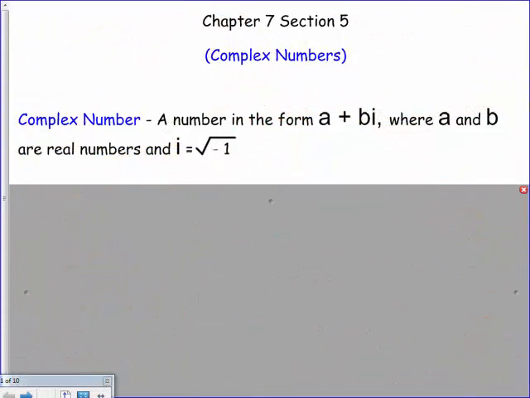This is kind of a fun section. It's on complex numbers. So more than likely this is probably new to all of you. But the fun part with this is right away you're just like, why do we do this? And by the end of it you go, oh, I see where we could use this.